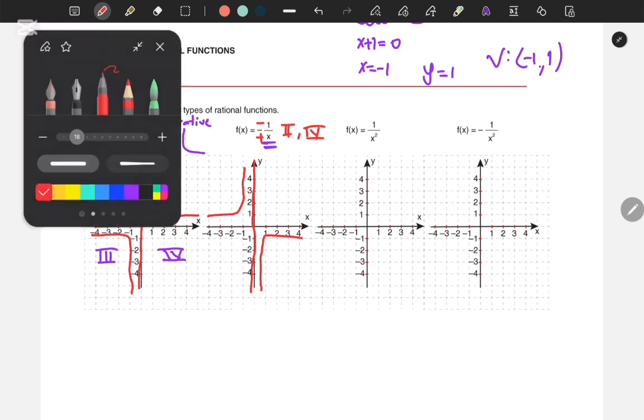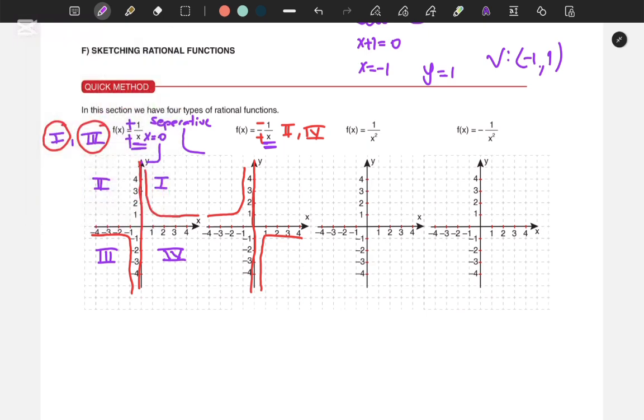Now, guys, if I have an even denominator, an even power denominator, like x to the power of 2, we always have the graph beside each other. Beside each other, like this. Okay? Or like this.